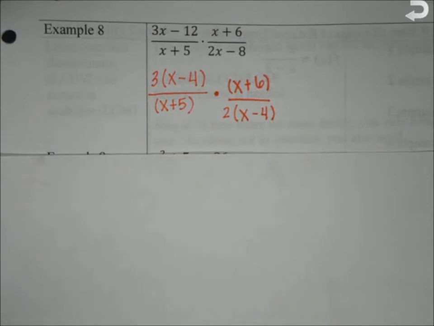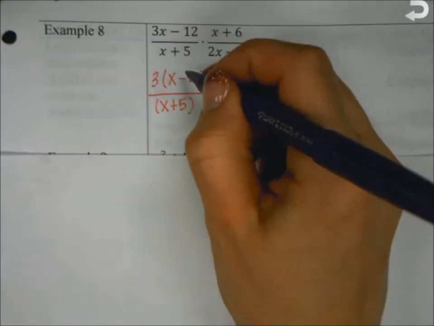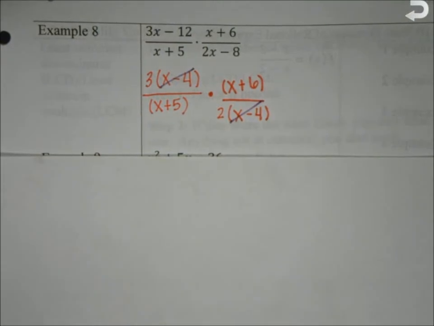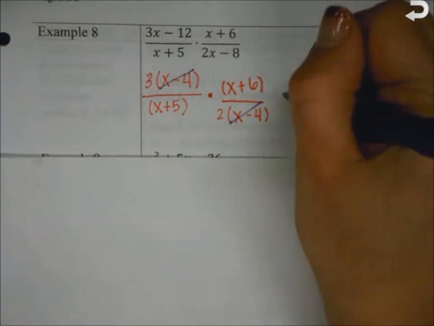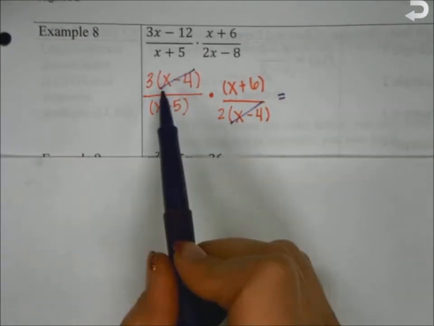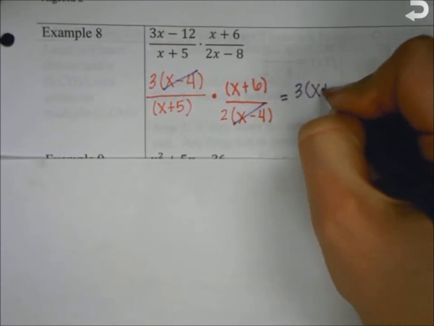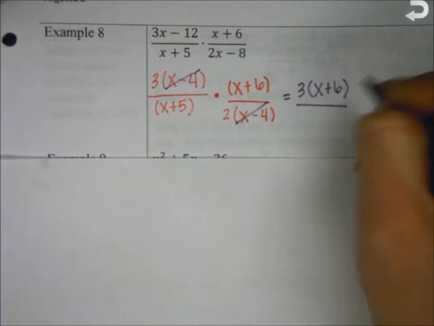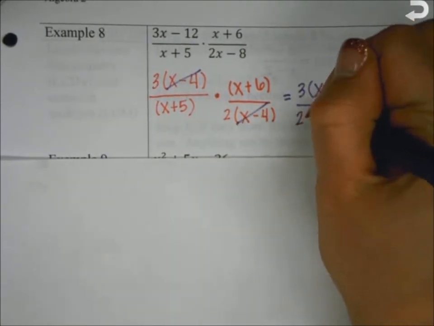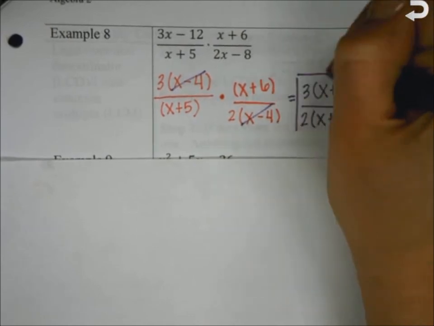So what we're left with is just whatever's left in the numerators. So in our numerator, we have 3 times x plus 6 and x plus 5 times 2. So we put the 2 on the outside. So 2 times x plus 5. So after we're done canceling everything, we just multiply straight across. But it's easier for us to factor and cancel first because then the multiplication is less. Okay?